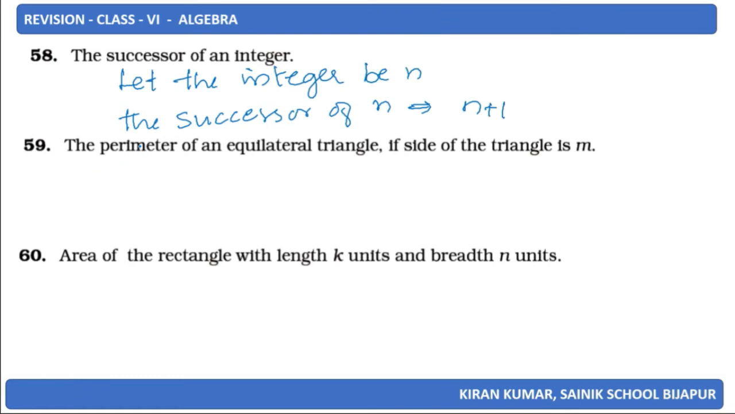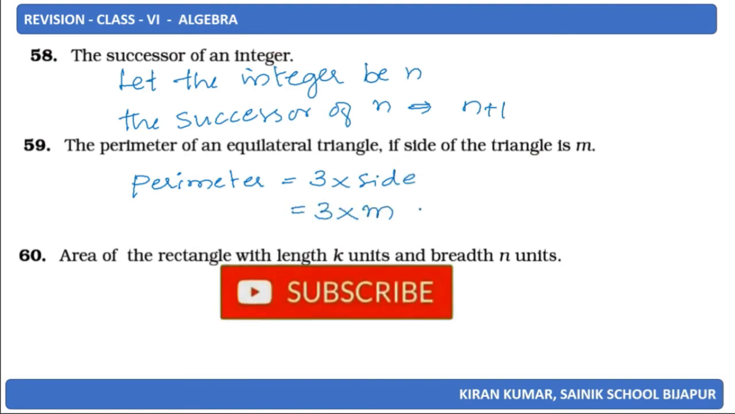59th, the perimeter of an equilateral triangle if the side of the triangle is m. We all know that in an equilateral triangle there will be 3 equal sides. Perimeter is equal to 3 times side, so it is 3 times m, which is 3m.